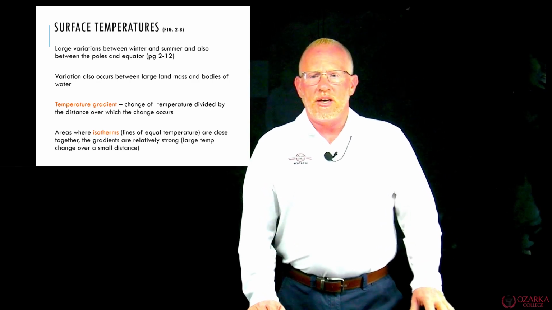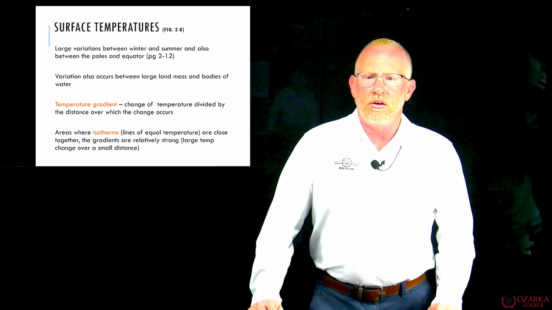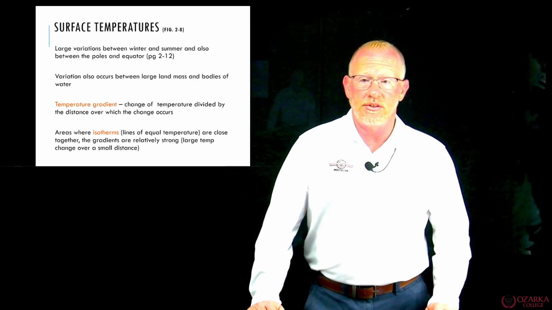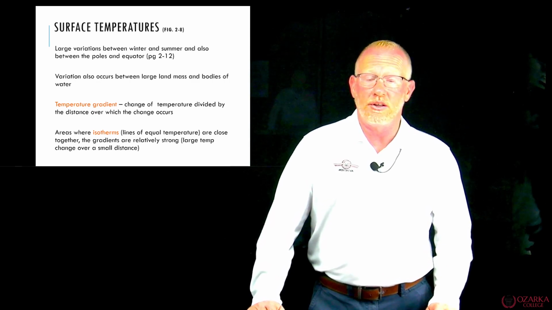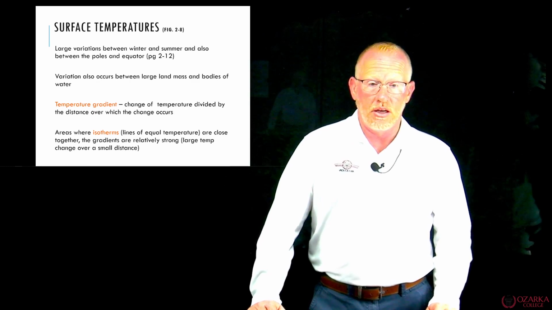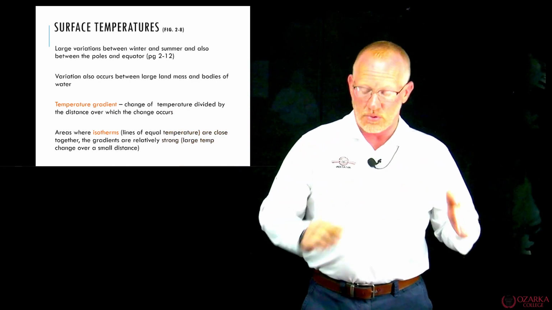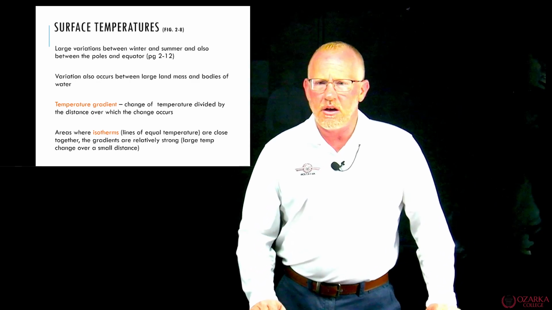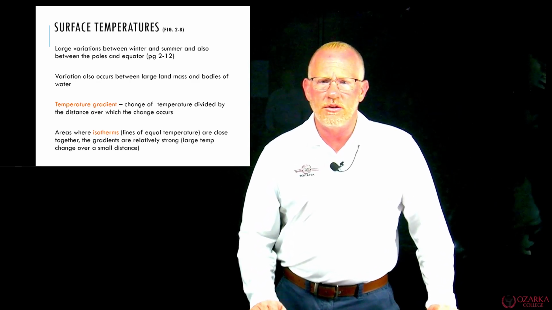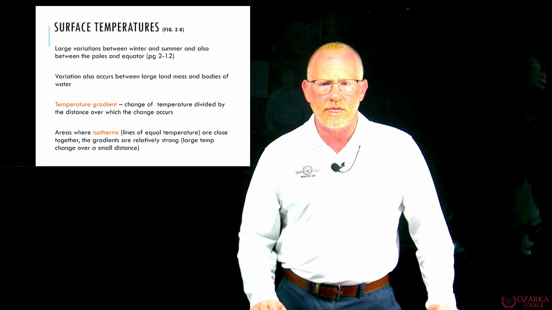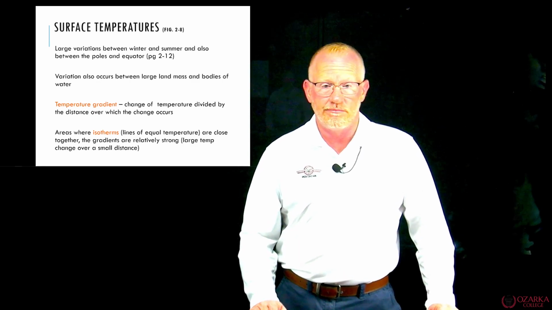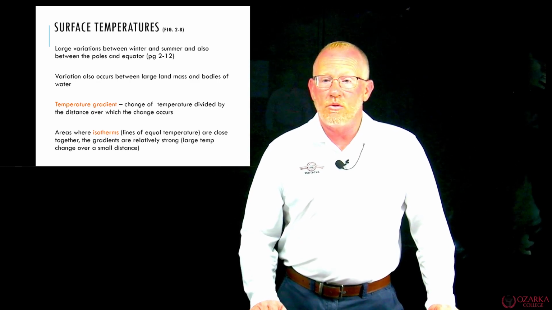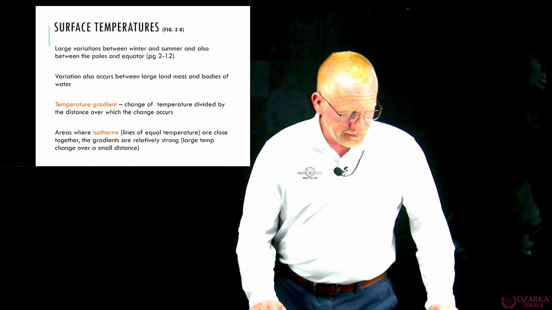All right, so large variations between winter and summer, and also between the poles and the equator. That's just common sense. We know that it's a lot colder at the poles than it is at the equator, and there's quite a bit of temperature spread in between the two, okay? Variation also occurs between large land masses and bodies of water. That's pretty self-explanatory.